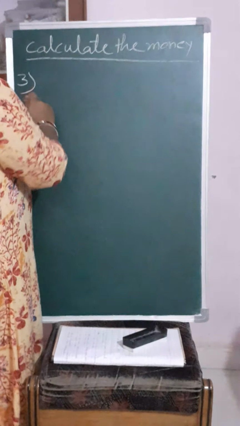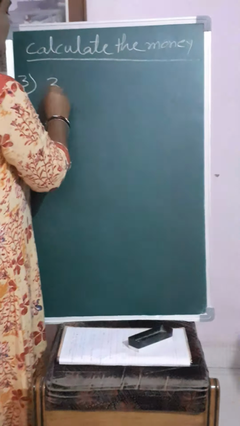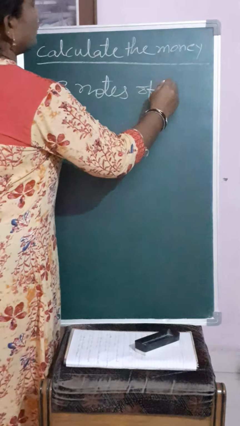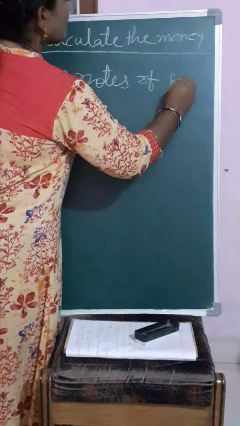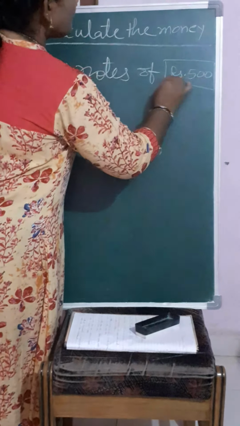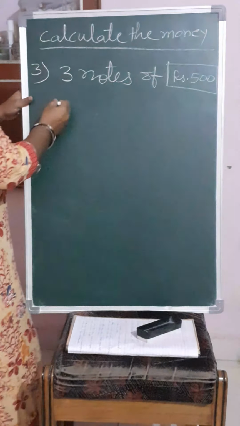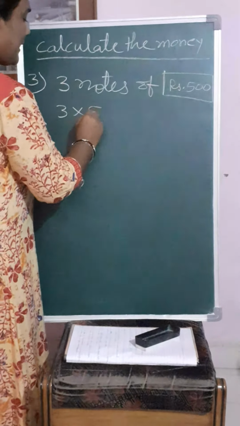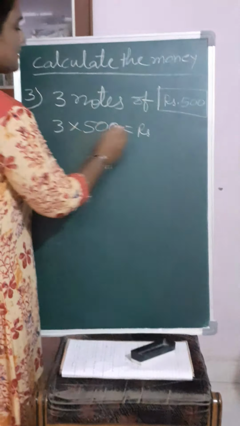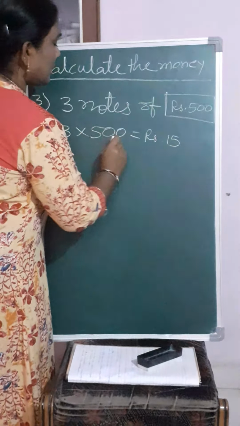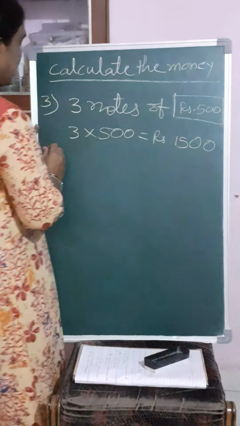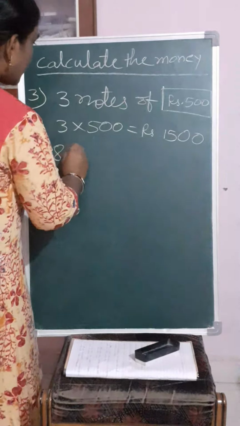Now we will learn. Suppose the question is given: 3 notes of rupees 500. Okay, 3 notes of 500 rupees, how much is it? 3 multiplied by 500 equals rupees... 3 5s are 15, 3 zeros are 0, 3 zeros are 0. 1500.